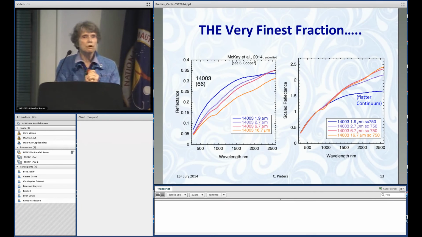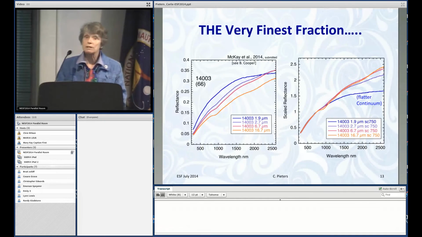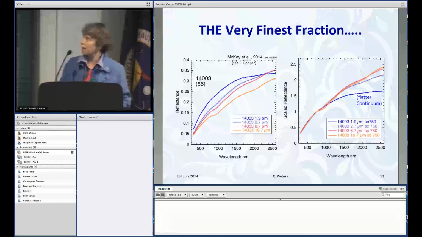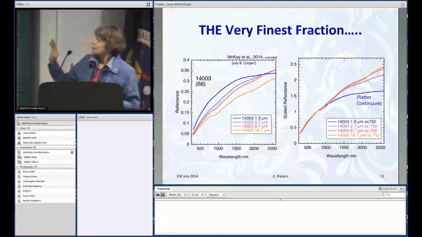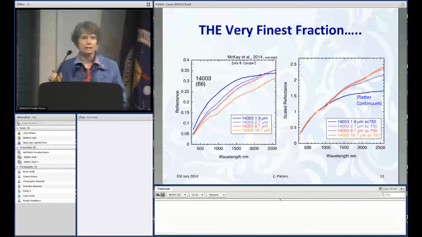Some of you probably don't know that we have measured the very finest fraction. This was some work that Dave McKay started several years ago. It's now in press. Bonnie Cooper has carried this project forward. And in the very finest fraction, and for those of you who can read it, the blue curve is now a little less than 1 micron in size.